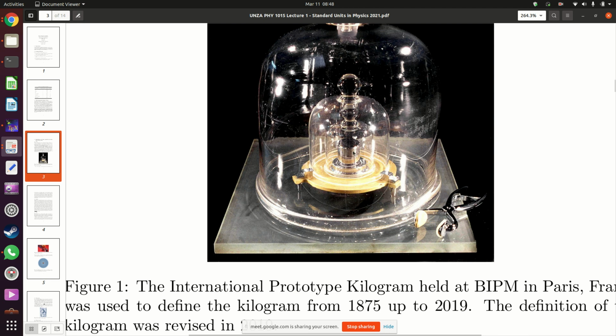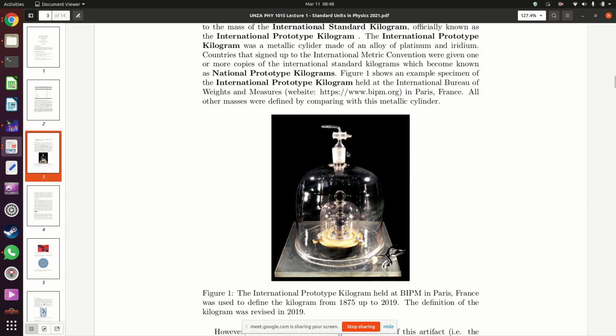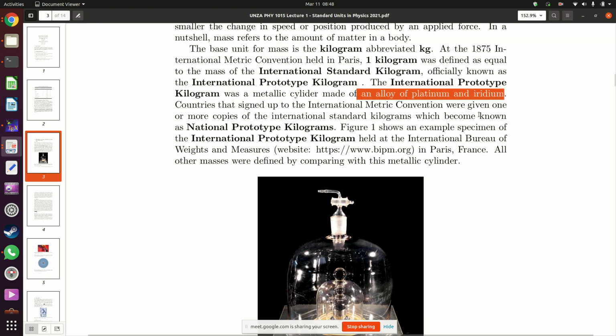This cylinder is kept at the International Bureau of Weights and Measures in France. The first time they decided to make the kg, the cylinder was made of platinum only. But then, as the years went by, they decided to make the cylinder out of platinum and iridium. The reason they did this is because this alloy of platinum and iridium could not easily corrode.